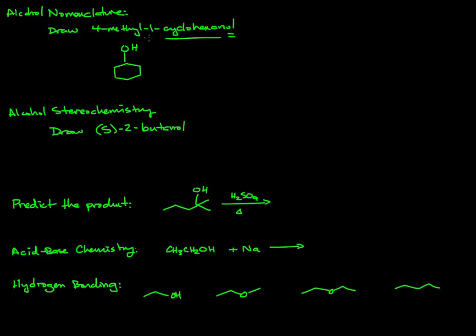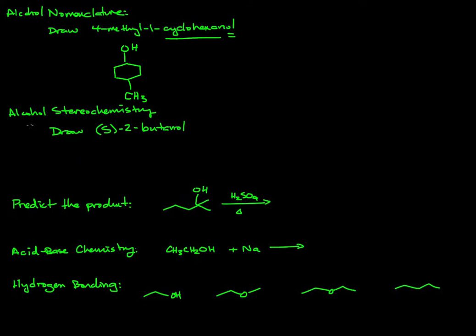Now we're moving to the left to the next substituent, which is 4-methyl. So we're going to start from our C1, C2, C3, and C4. Here we're going to draw our methyl group. So there's our 4-methyl-1-cyclohexanol.